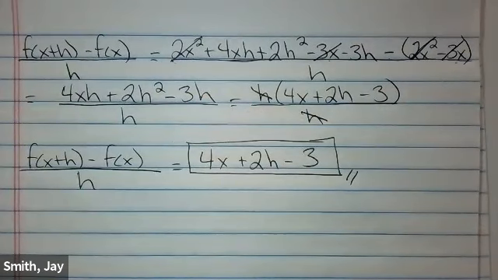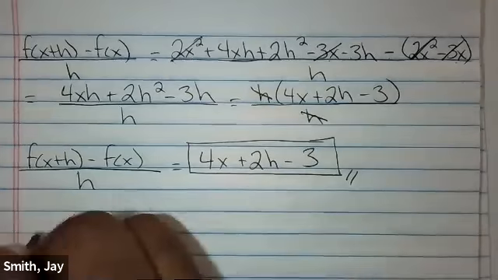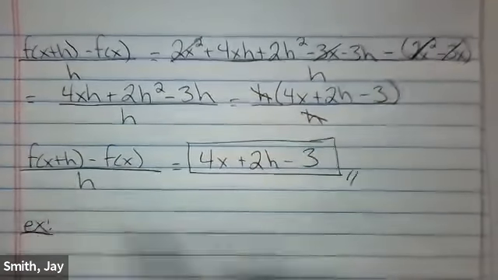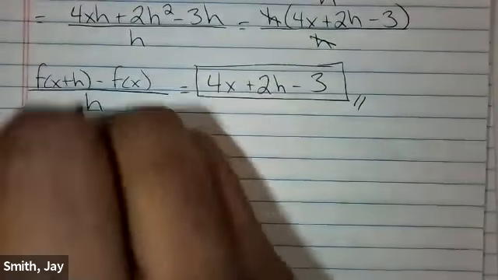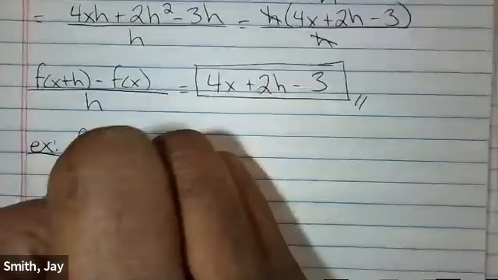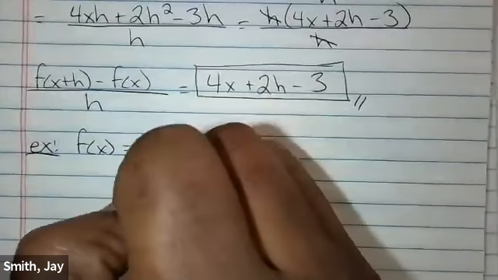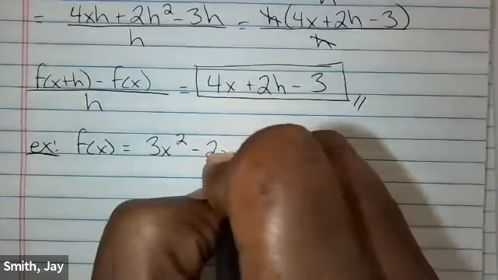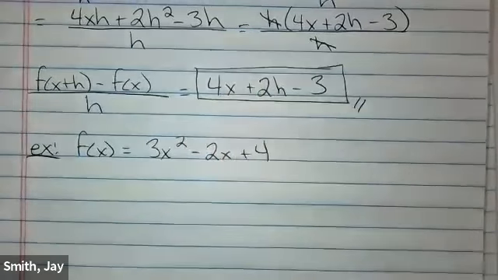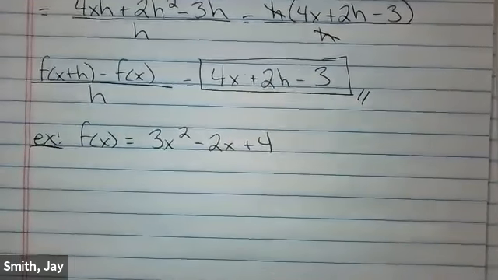All right. Any questions on this example? Still working with the difference quotient. X squared minus 2x plus 4.